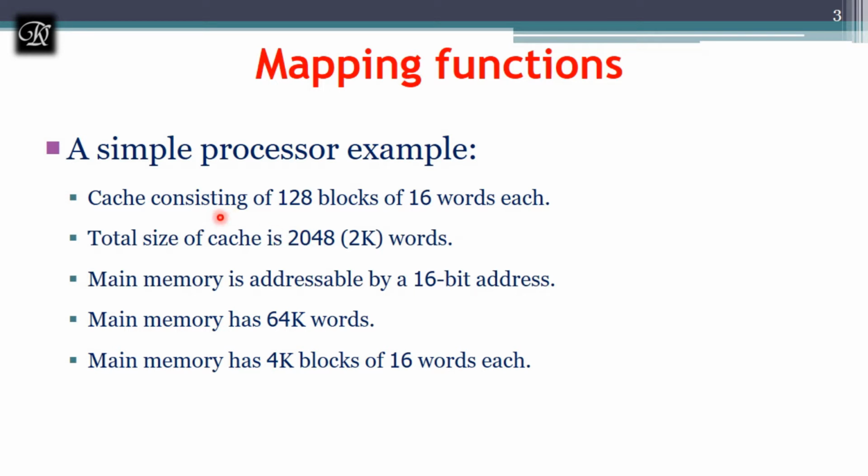The given configuration in the textbook is a cache having 128 blocks of 16 words. It means the total size of the cache is 2K, 2048. How did I get this? 128 blocks into 16. If you multiply 128 with 16, you will get 2048. Or else if they give you directly the cache size and the size of each word, then also you can decide how many blocks there will be. For example, 2048 divided by 16 will give you 128.